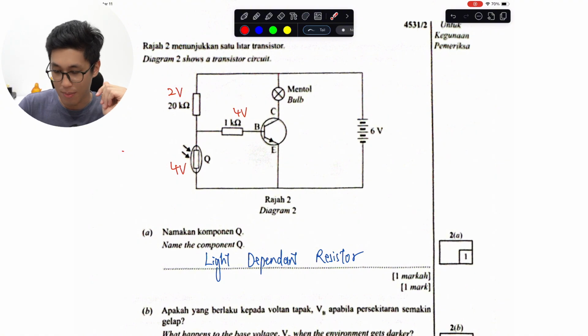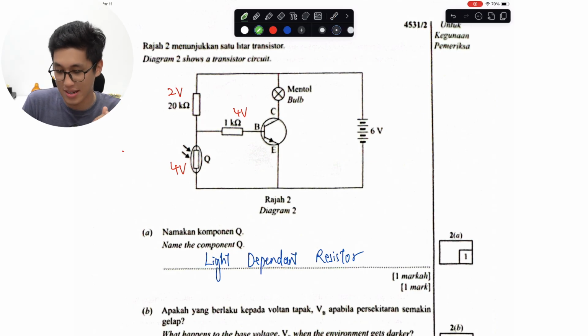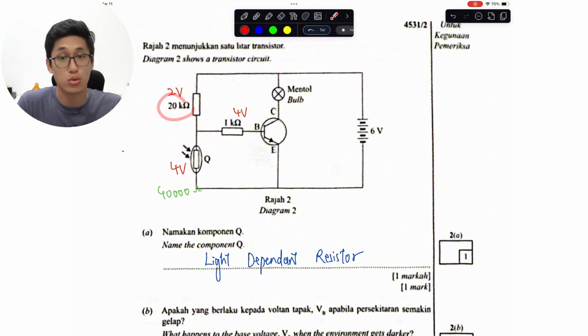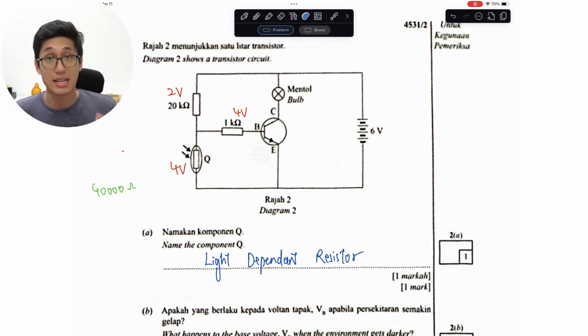Okay? And if you want a shortcut, I'll tell you the shortcut first. Later only we do the proper way. The shortcut is double the voltage means double the resistance. So right now, I can tell that the resistance here is 40,000 ohms, because this is 20k, which means 20,000, so this is 40,000. Now I'm going to leave it here first so that I can double check my answer later.